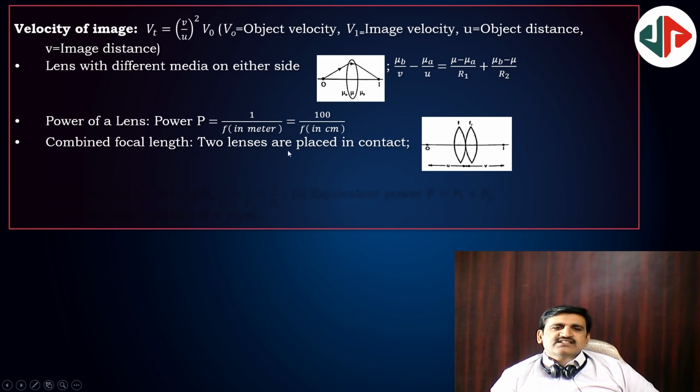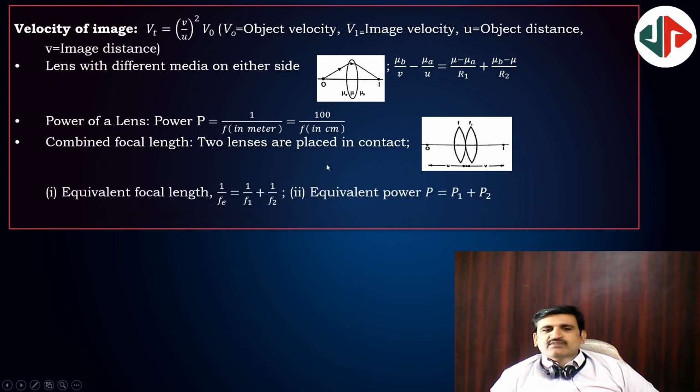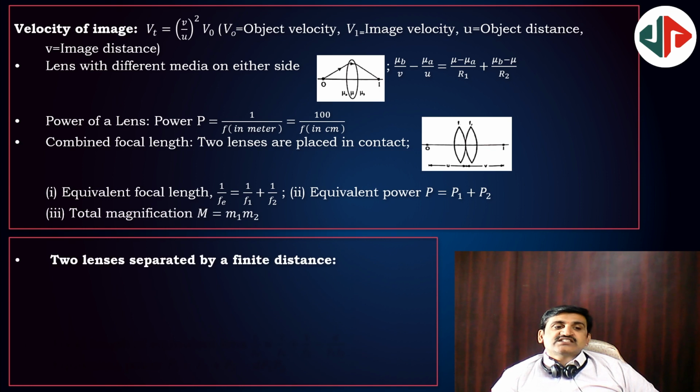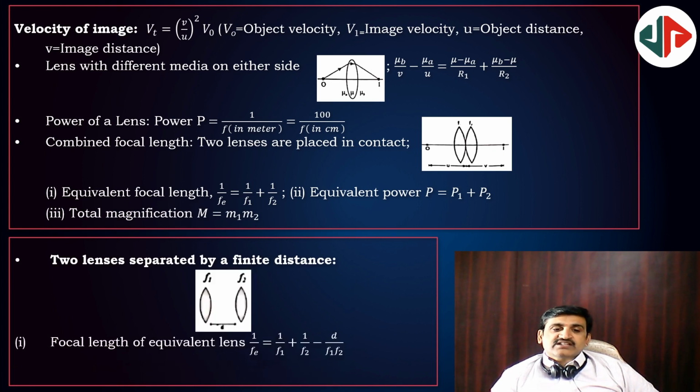When two lenses are placed in contact, then powers can be added: P equal to P1 plus P2, or 1 by f is equal to 1 by f1 plus 1 by f2. If they are separated by a certain distance d, then P is equal to P1 plus P2 minus d P1 P2.